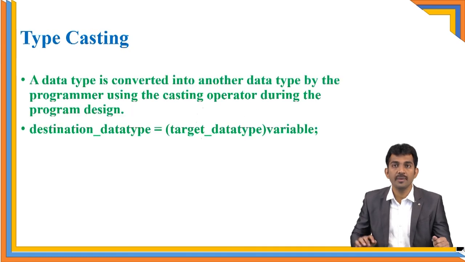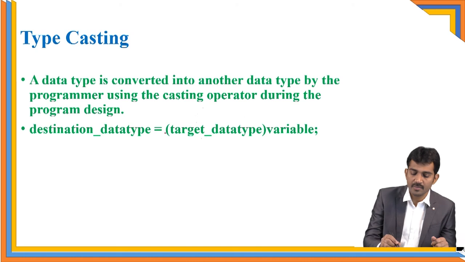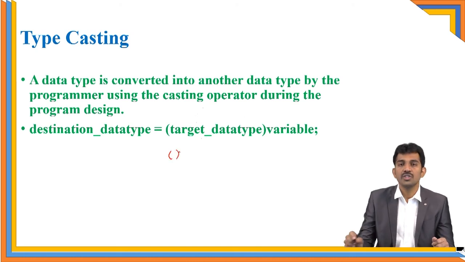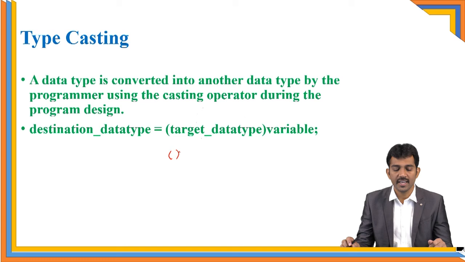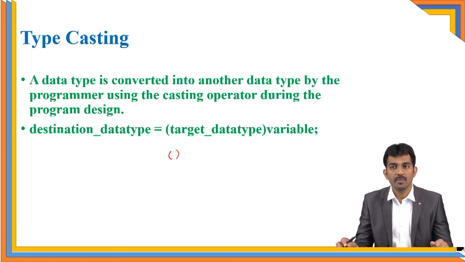And next we are going to see typecasting. It means converting. A data type is converted into another data type by the programmer using a casting operator during the program. It's called typecasting. Here the typecast operator is two brackets. For example, the destination data type, the target data type, is placed before a variable. What data type we are going to convert into which type, that is very, very important.